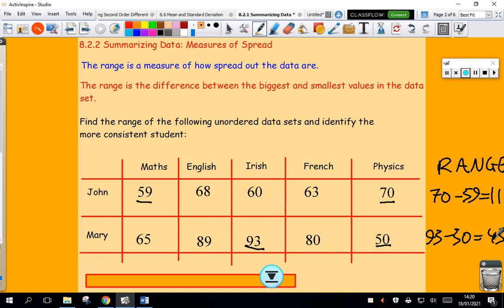Okay, so you might say John is a more consistent student in this case. That does not mean a better student. In fact, in 4 of the 5 subjects listed, Mary is outscoring John. Okay, so that's range and how we interpret it.